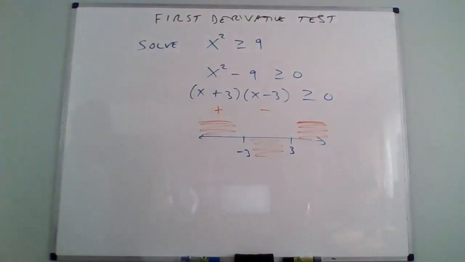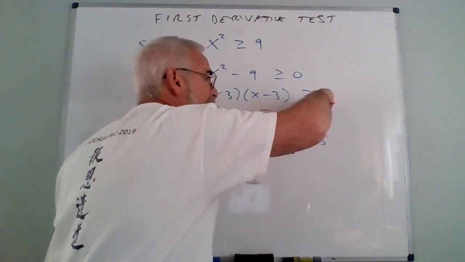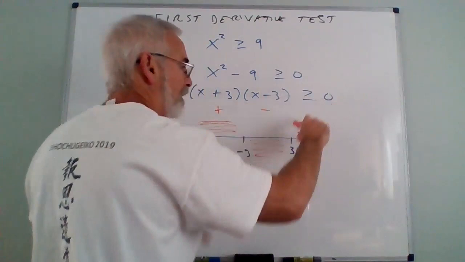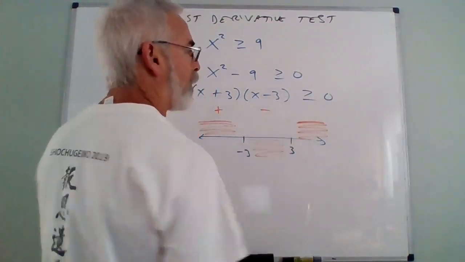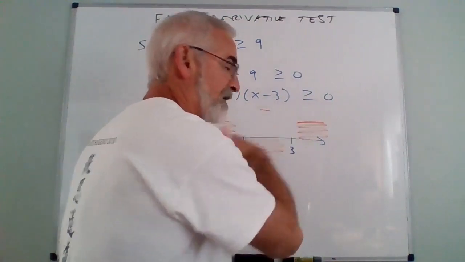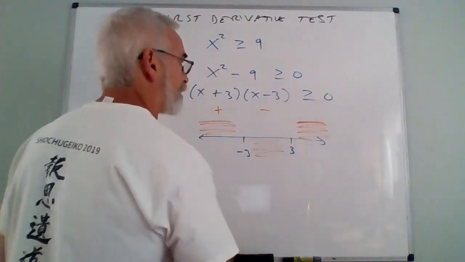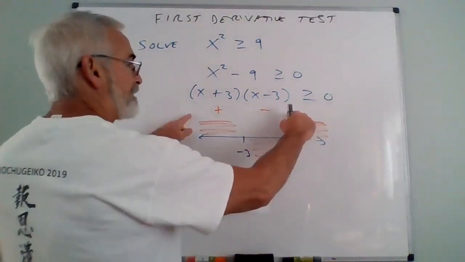So I've partitioned the number line into 3 separate intervals. The question I had is, which intervals make this greater than or equal to 0? Well, clearly it would be these two. But what if the question had been less than 0? Then I would pick this one. So the way I did the problem is the same regardless of the direction. So my final answer now is, I want these two intervals.